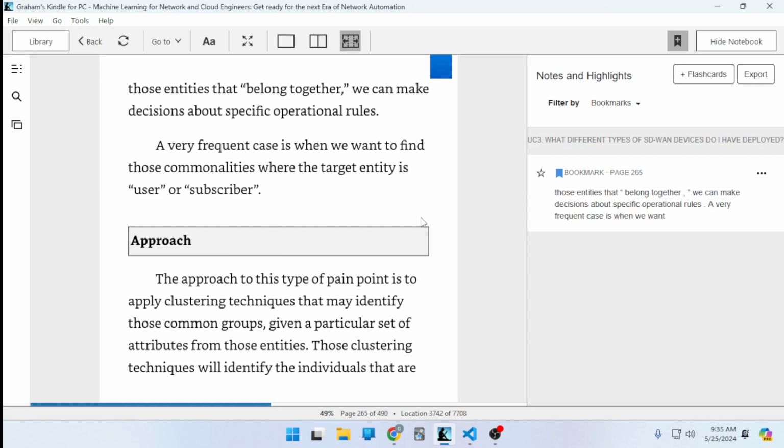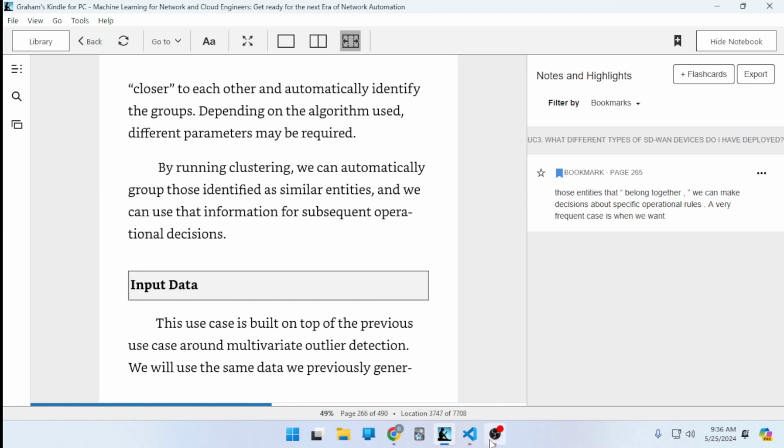So the approach to this type of pain point is to apply clustering techniques that may identify those common groups given a particular set of attributes from those entities. Those clustering techniques will identify the individuals that are closer to each other and automatically identify the groups. Sound check, okay, looks good. Depending on the algorithm used, different parameters may be required. By running clustering, we can automatically group those identified as similar entities, and we can use that information for subsequent operational decisions.